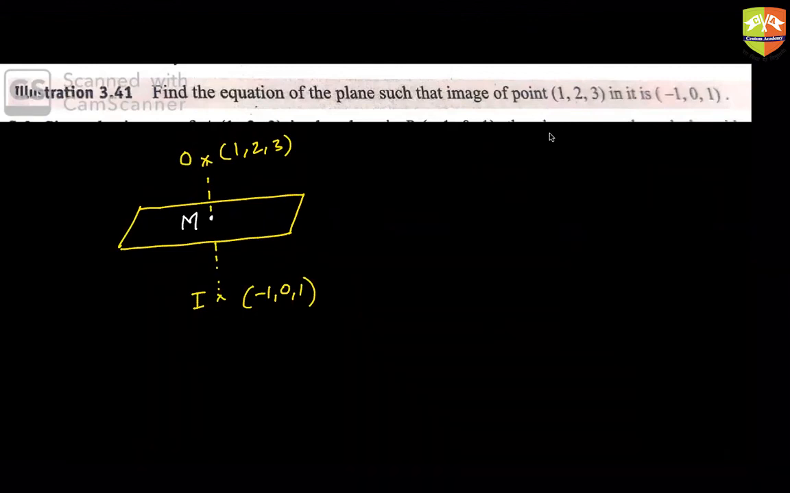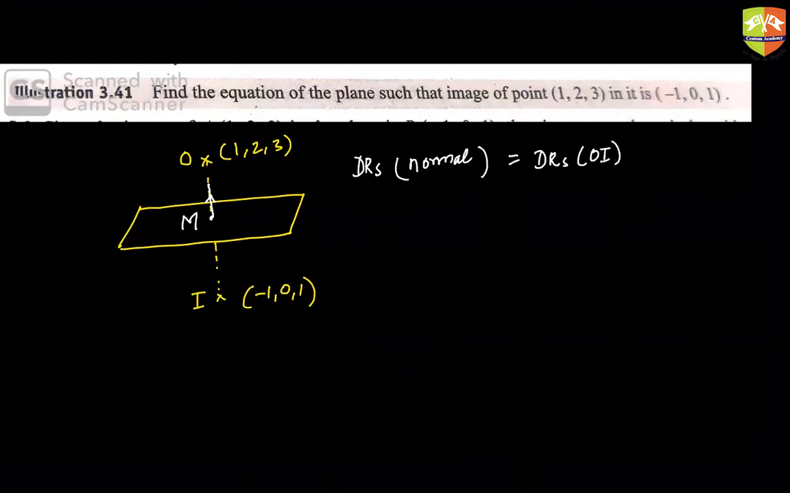Okay, see here. I was expecting everyone to answer this. So, two things you need to get the equation of a plane. One is the direction of the normal and other is a point on the plane, correct? Now, how would I get direction of the normal to the plane? So, direction of the normal to the plane is nothing but the direction ratios of the line OI, correct? How do you find direction ratios of any line when you know two points on it? Simple, you take the difference of their coordinates, correct?